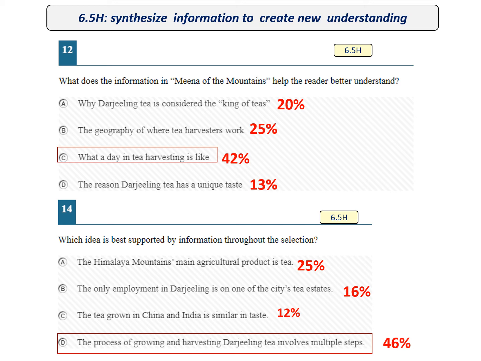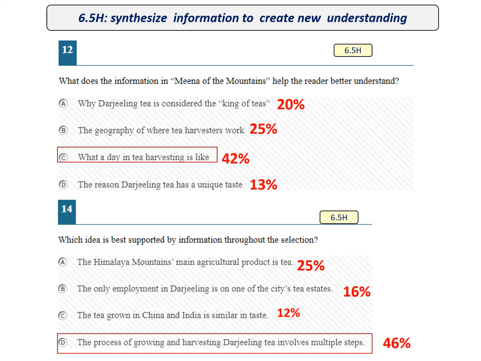25% were distracted by B, which is incorrect because it too applies to other sections of the selection, but not the section on Mina. 13% were distracted by D, and also this was incorrect because, like with the other two answer choices, it applies to other sections of the selection, but you guessed it, not the section on Mina.